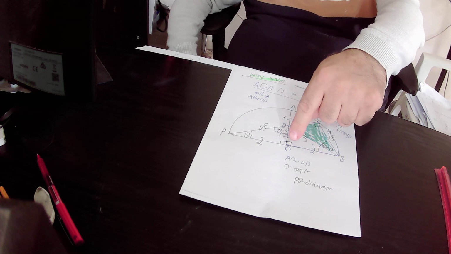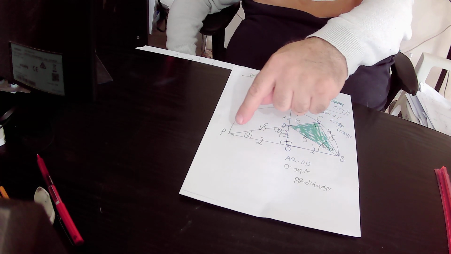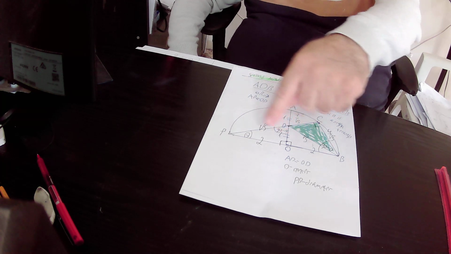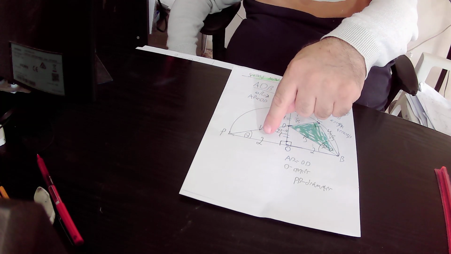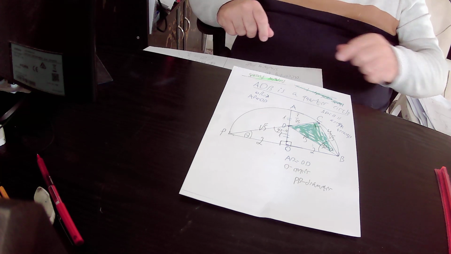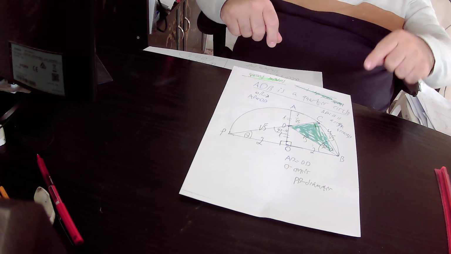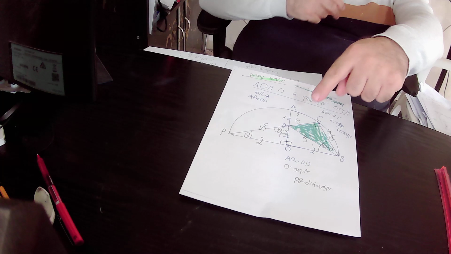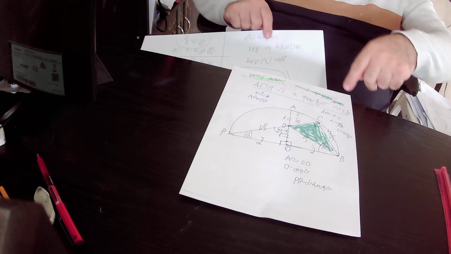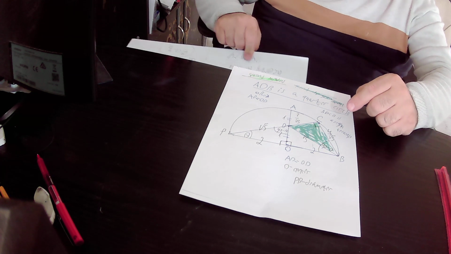O is the center of the circle, P is a point of the circle, the semicircle itself. This is exactly the definition of radius. So PO is the radius of the semicircle, which is equal to 2 units. Then we proved that the big right triangle PCB is similar to the small right triangle POD. Why are those two right triangles similar to each other?